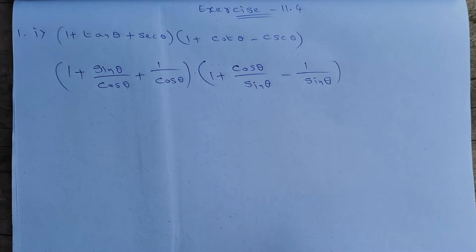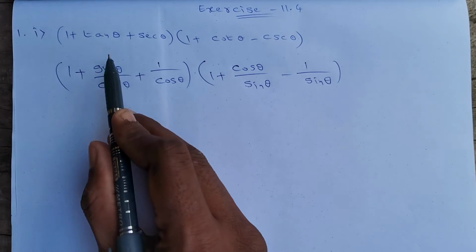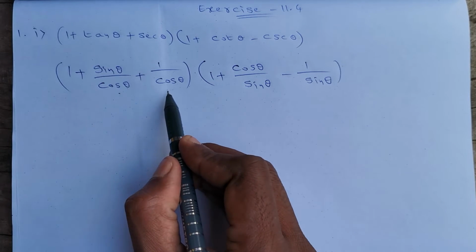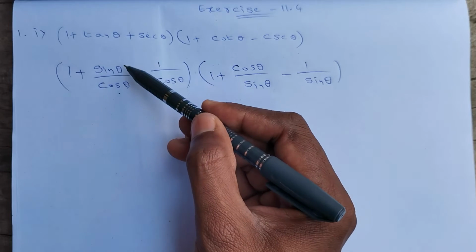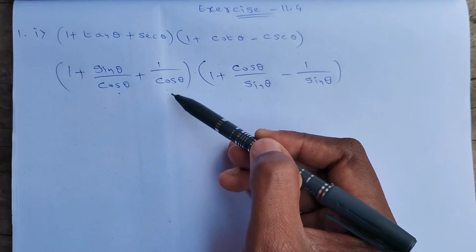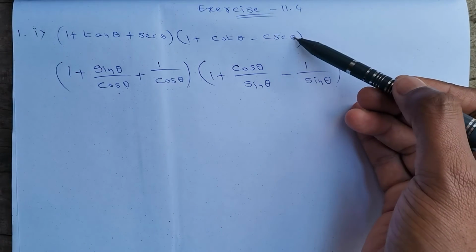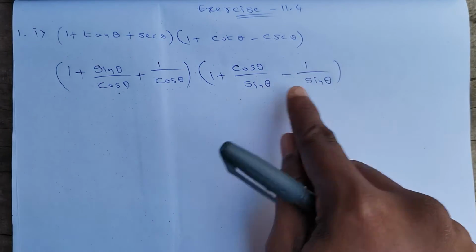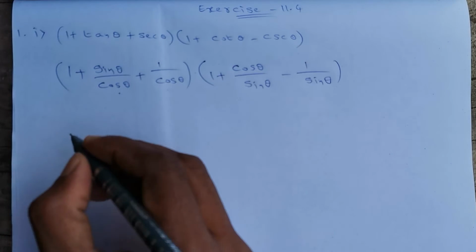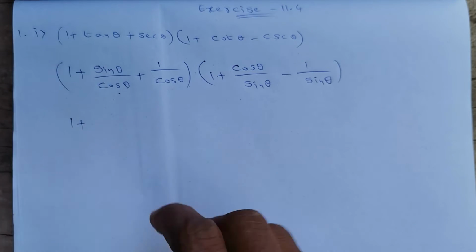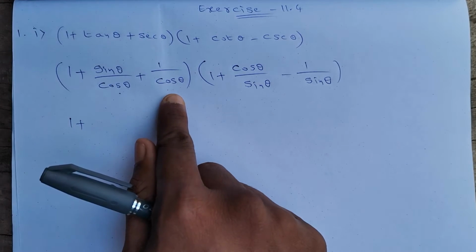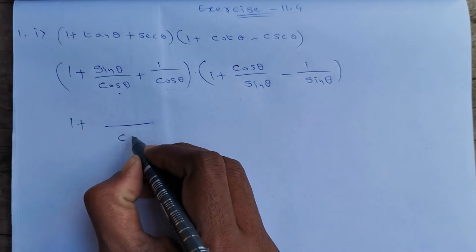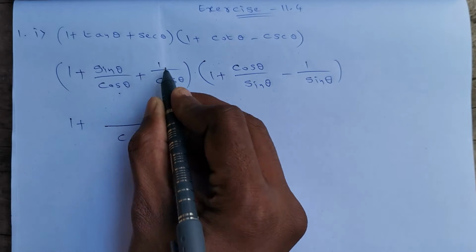So just a simple thing: before writing the step, observe the denominators. Cos θ only, that's why tan θ is written as sin by cos, and sec as 1 by cos. Cot is written as cos by sin and cosec as 1 by sin, because both the denominators are the same. Now 1 as it is, plus the second and third terms, both denominators are the same, so add the numerators. Denominator cos θ as usual, sin θ plus 1.